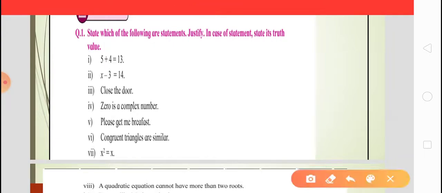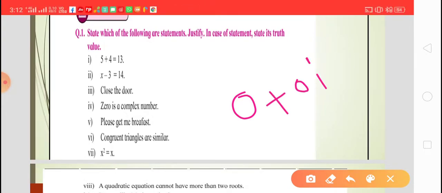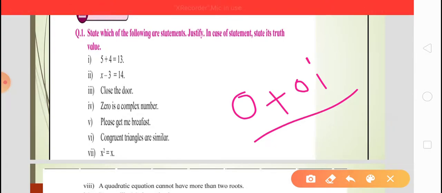So let's take 0. Can 0 be written in the form a plus ib? Yes, sure: 0 plus 0i. So this number is in the form a plus ib, so 0 is a complex number. It is true. It means the given sentence, 0 is a complex number, is a statement. And what is its truth value? It is capital T, because this sentence is true.